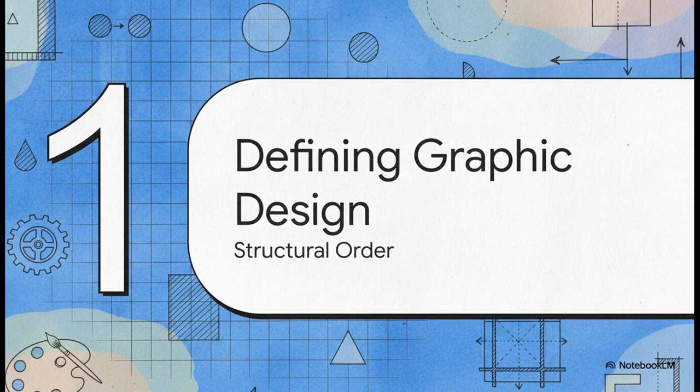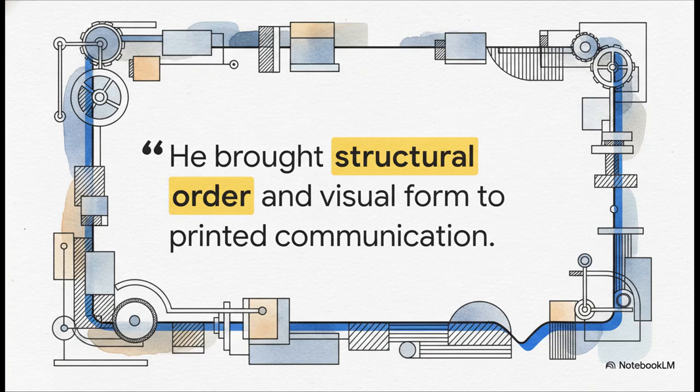Section 1. Defining graphic design and finding structural order. Because understanding our end goal makes learning the actual tools a whole lot easier. To kick things off, we have this classic quote from William Addison Dwiggins that perfectly anchors our whole discussion. When writing about his profession, he said his exact role was to bring structural order and visual form to printed communication. Notice he didn't just say his job was to make things look pretty. It's really all about structure.